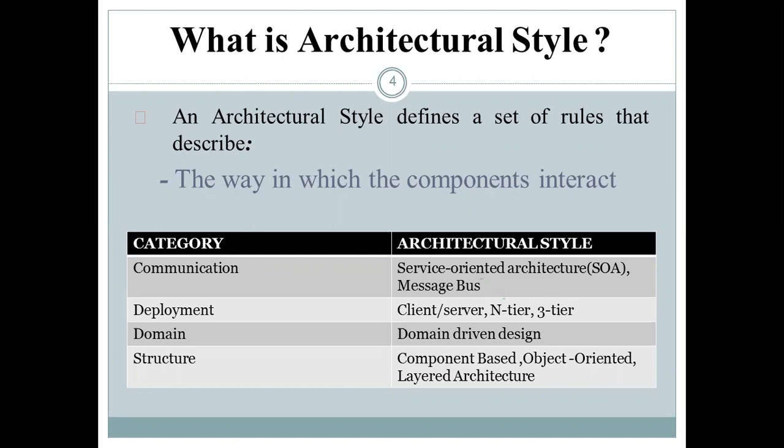For the communication category, the architectural style is service oriented architecture, also called SOA. Service oriented architecture is there for the communication category. Message bus is also there. These are the architectural styles for the communication category. For the next category, that is deployment: for the deployment category, the architectural styles are client server architecture, n tier architecture, 3 tier architecture.